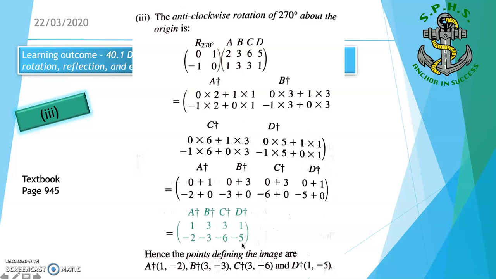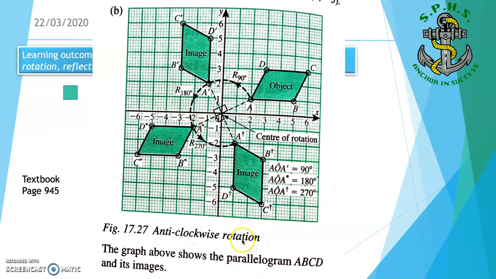Then for part B, I'm asked to graph my points. This was the original image, A, B, C, D. After a 90-degree rotation anti-clockwise, this was A1, B1, C1, D1. The second transformation here and the third transformation here, we can see that it rotated 90 degrees, 180 degrees, 270 degrees.